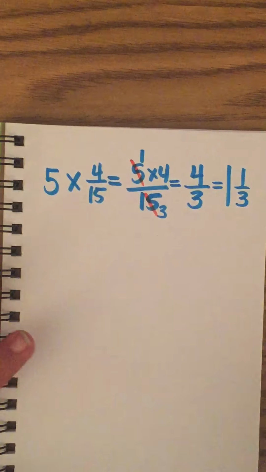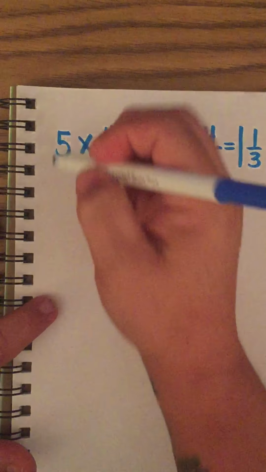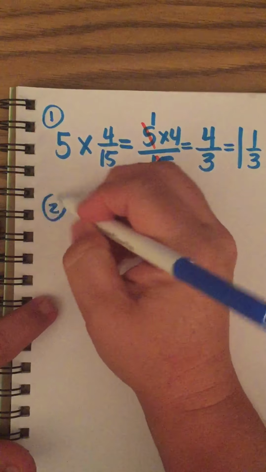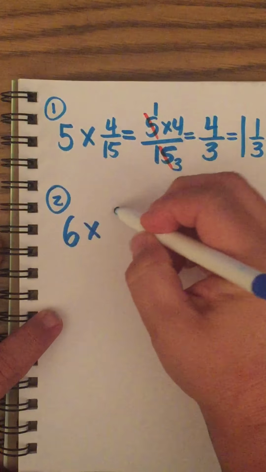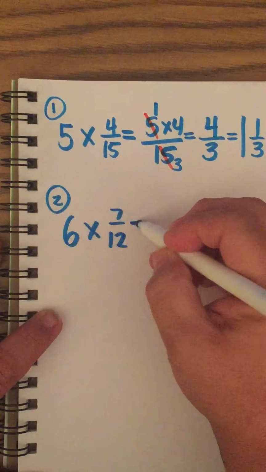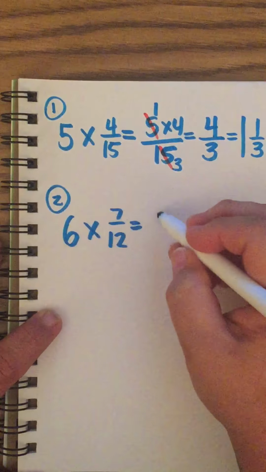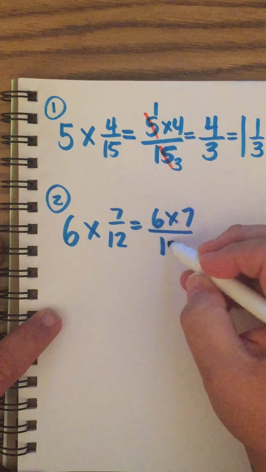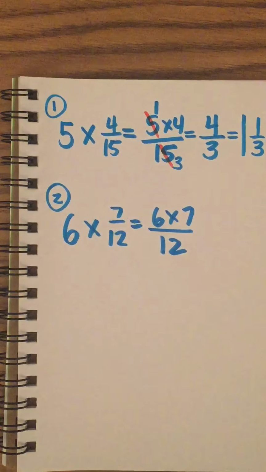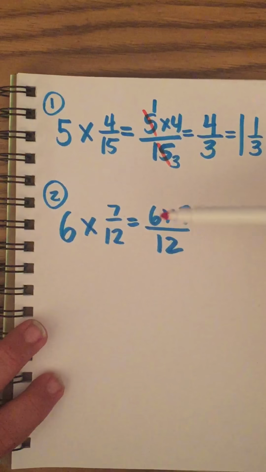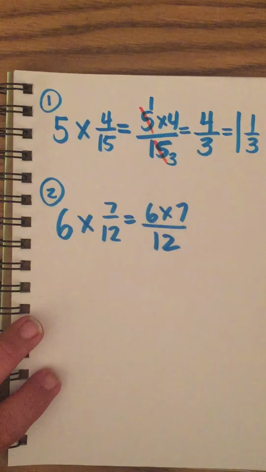So hopefully that's kind of coming back to you. That was number 1. Number 2. Let's try 6 times 7/12, which is really 6 sevens. So 6 times 7/12. Now look at this carefully. Can we simplify? Do you see a place where we can simplify? Yes, the 6 and the 12. Good job.